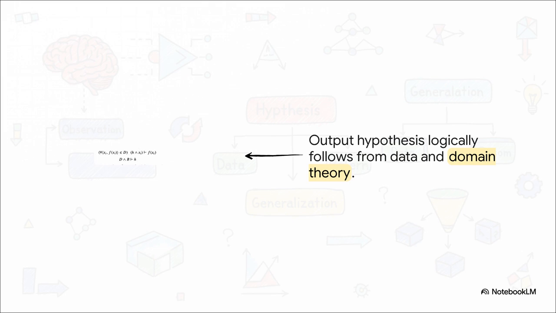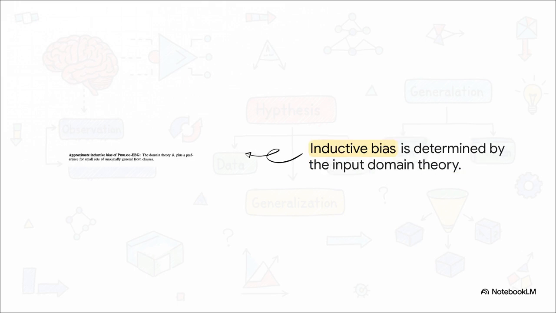This massively reduces the ambiguity the learner faces simply because the domain theory heavily restricts which hypotheses are even mathematically possible to consider. So what's the ultimate takeaway about Prolog EBG's inductive bias? Remember, inductive bias is just the policy by which a system generalizes beyond its training data. Well, for Prolog EBG, its bias is simply the input domain theory itself, plus a slight preference for small sets of maximally general Horn clauses. Because the hypothesis follows deductively from the domain theory, the algorithm's entire worldview, its entire bias, is completely inherited from whatever background knowledge we, the humans, fed into it.